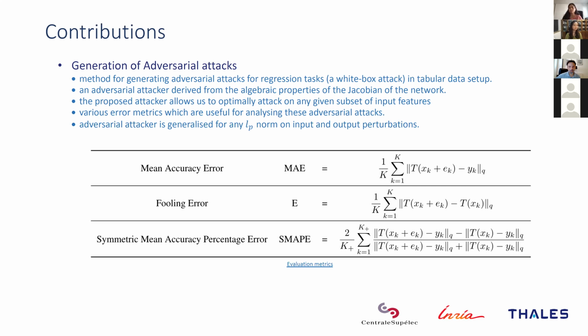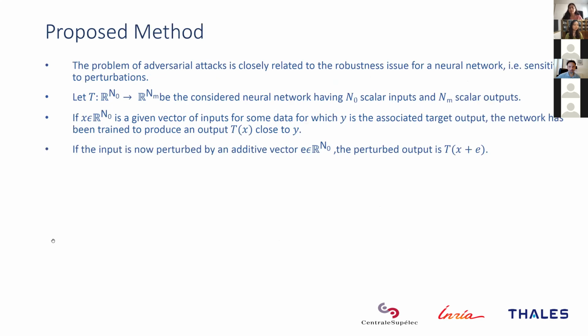We have observed in our applications that categorical variables don't contribute much to attacking the neural network. They have very little effect on the performance, though they do have some effect. But we can remove them while attacking the neural network. And we have presented our results on this real data set from Thales.